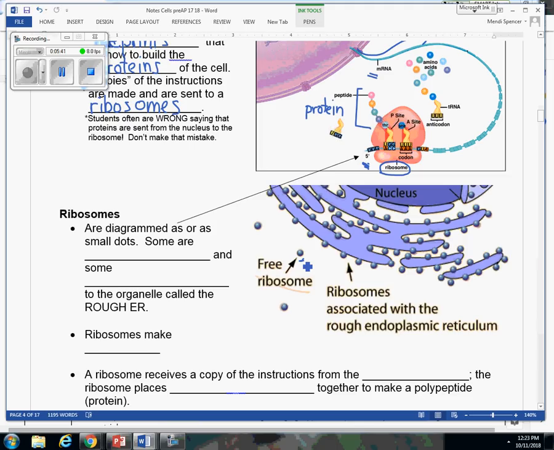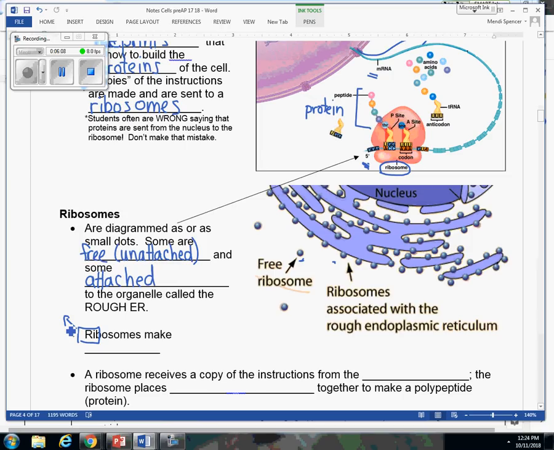And some of them are free. They're just floating around the cytoplasm, and then some of them are attached on the rough ER. Now, those free ribosomes, we can also call them unattached. And then again, some are attached onto that rough ER.